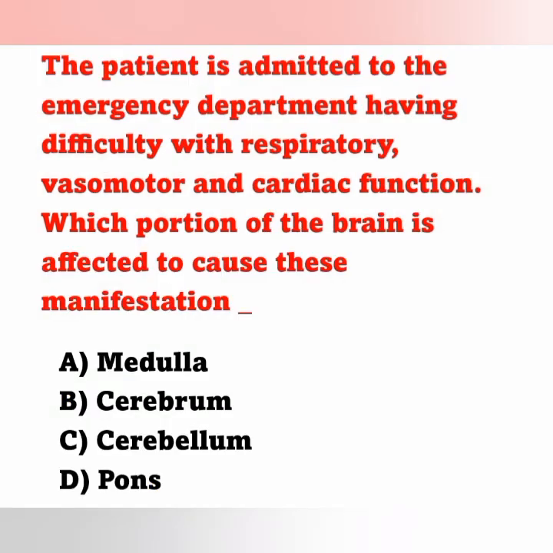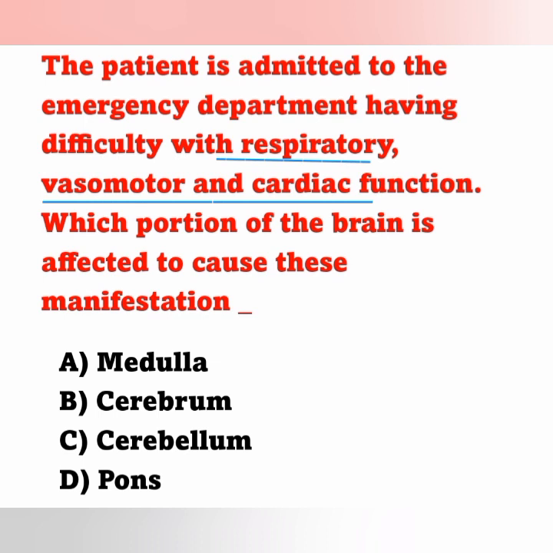And the next question, the patient is admitted to the emergency department having difficulty with respiratory, vasomotor and cardiac function. Which portion of the brain is affected to cause this manifestation? Option A medulla, option B cerebrum, option C cerebellum, option D pons.